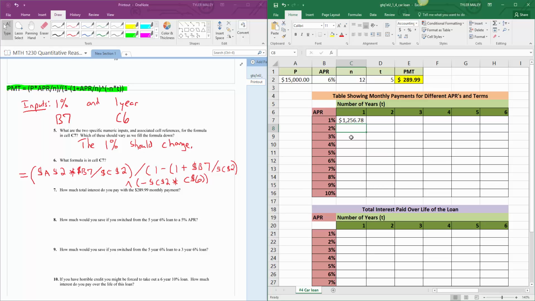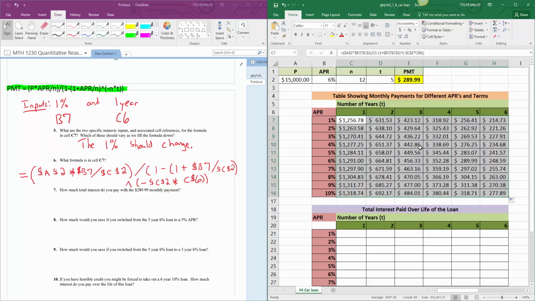Good. So now we should be able to drag this down, and then also select this and drag it to the right, and we should get the payment function for all of those years, right? So if we just compare this with this screenshot, everything seems to match. Perfect, right? And it makes sense.